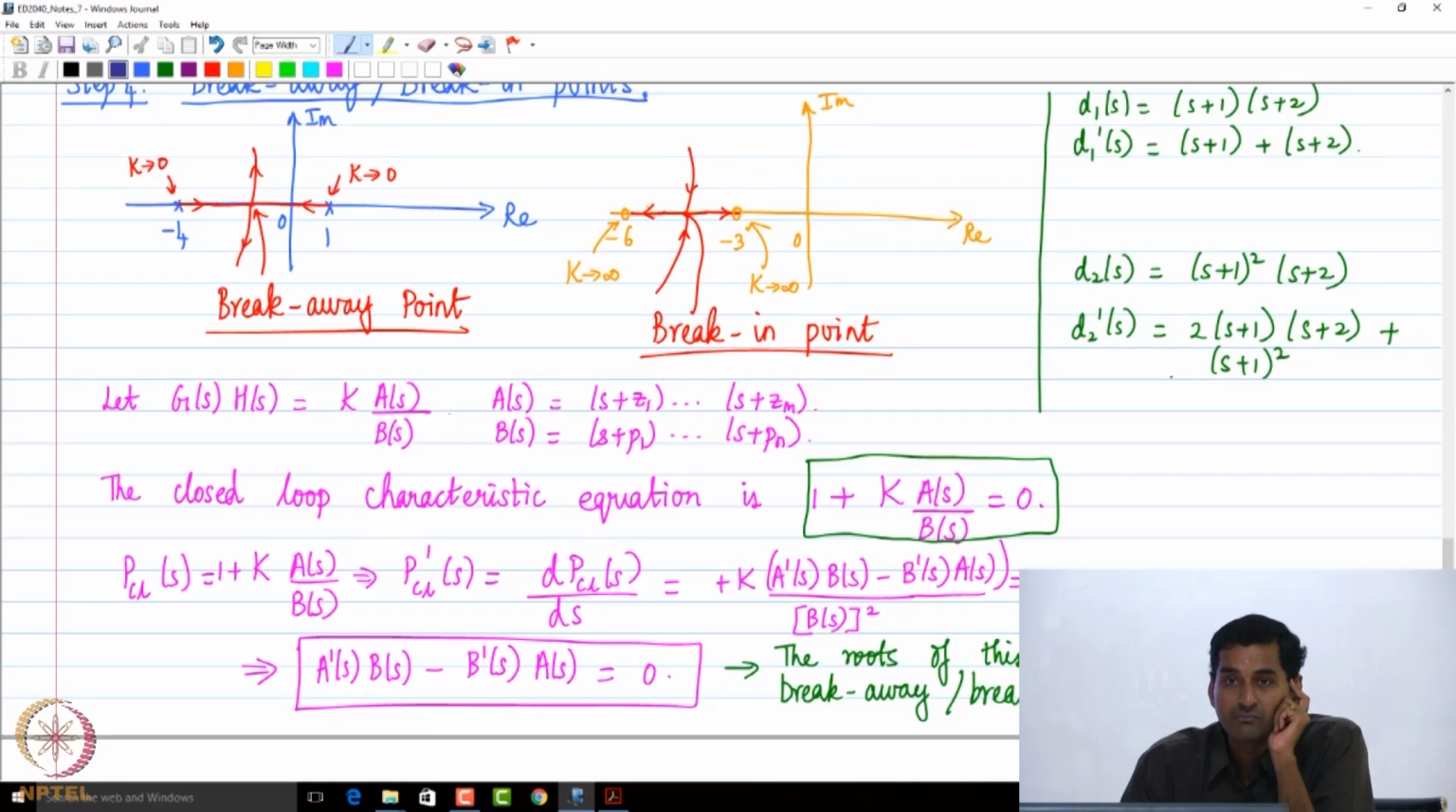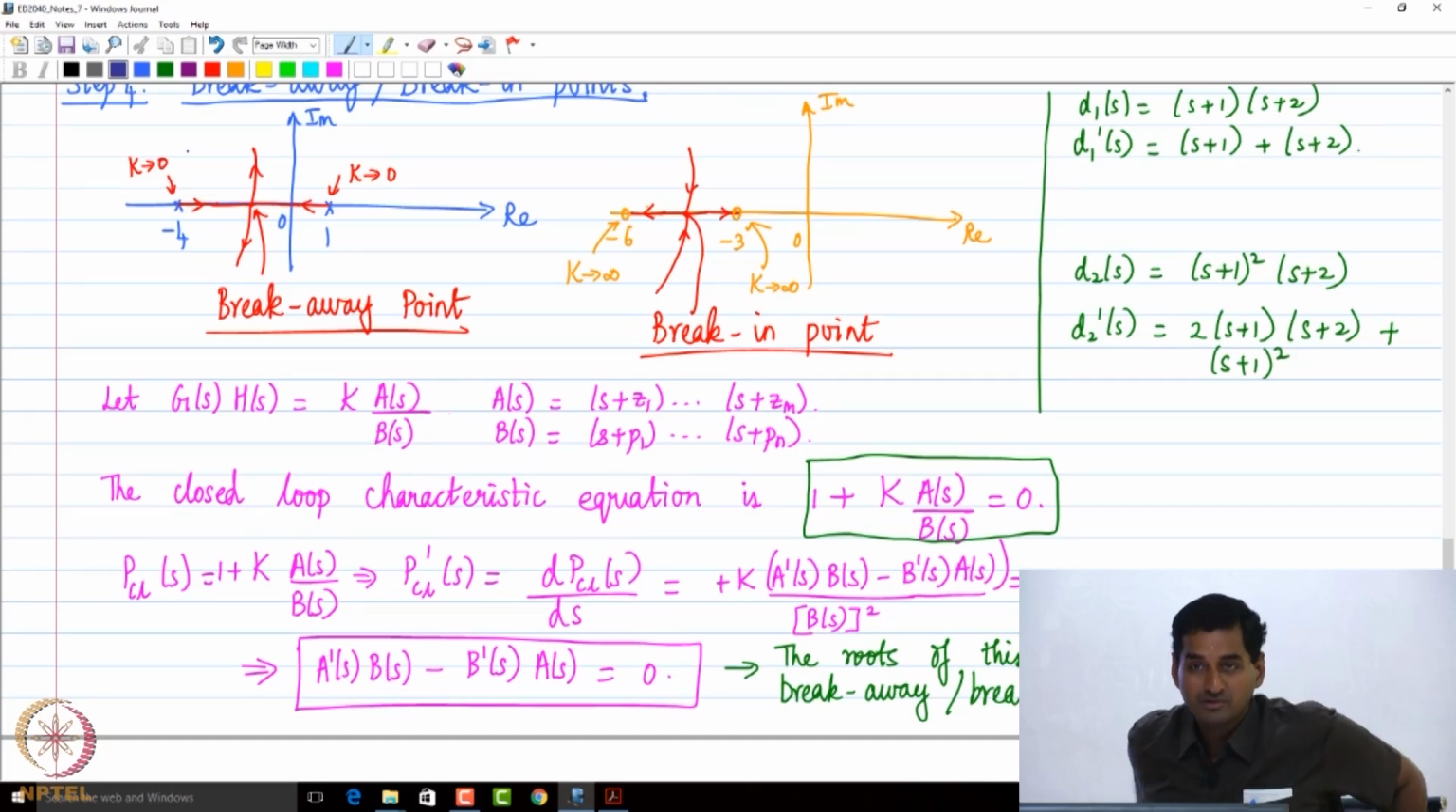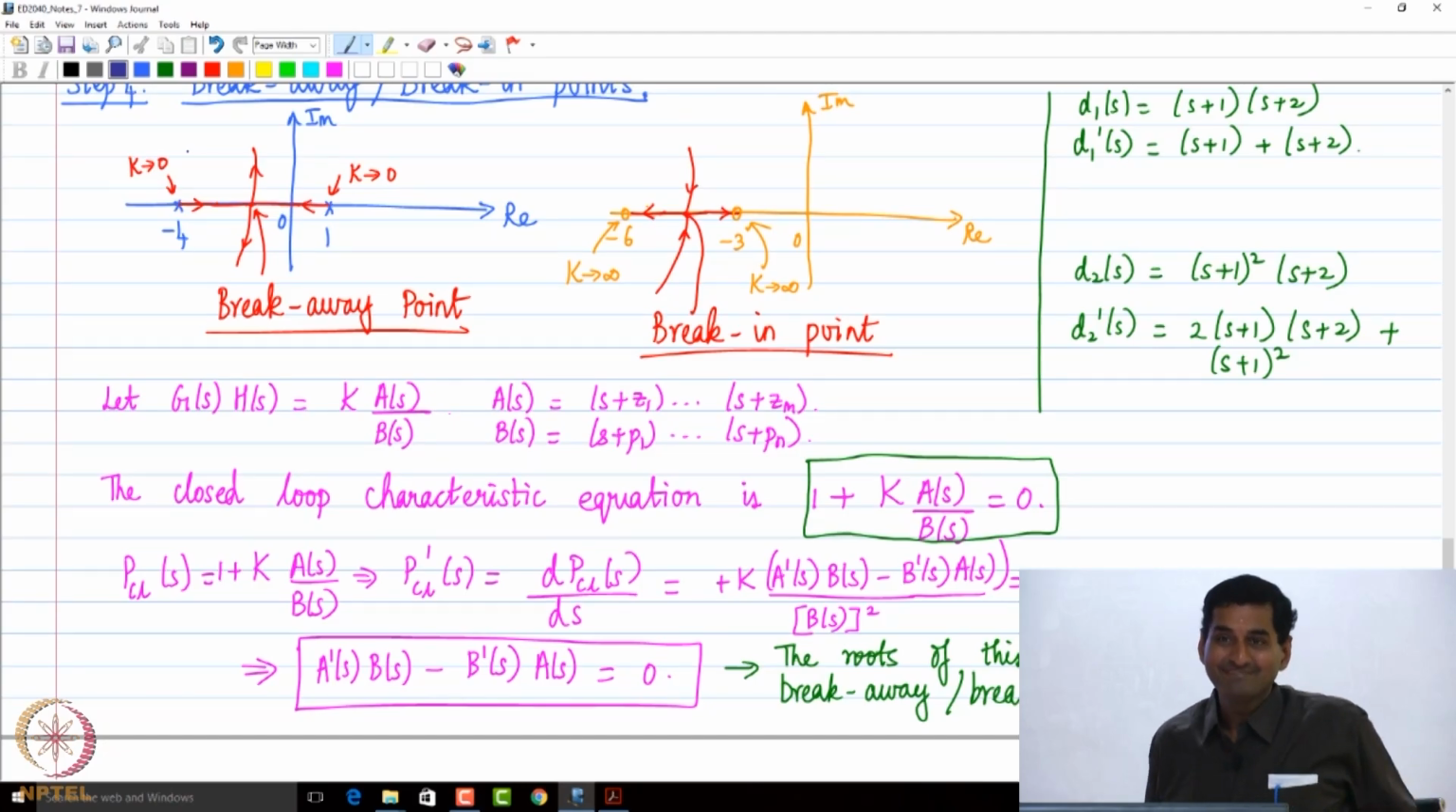That's the definition of a breakaway point and a break-in point, and I just illustrated it to you graphically. There may be breakaway points, there may not be, but this is the process to check. If there were breakaway or break-in points, they would imply that you have a repeating closed loop pole. That's why you are checking. We do not know a priori whether a given open loop transfer function would always result in a breakaway or break-in point. It may not.